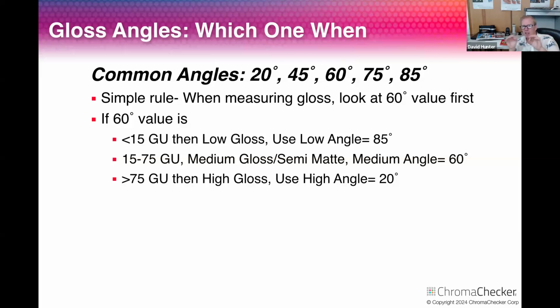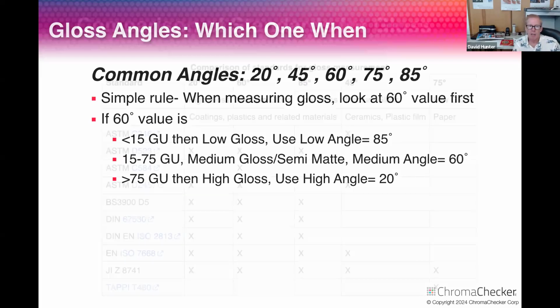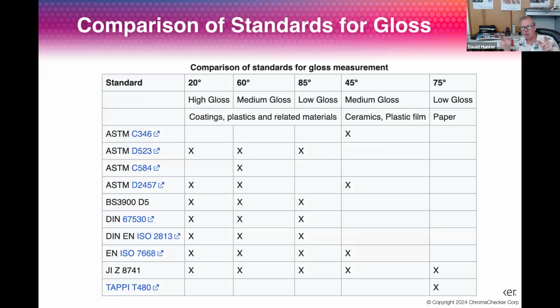If at the 60 degree angle, the gloss unit is between 15 and 75, then use the medium angle, which is the 60 degree angle in the multi-angle gloss meter. If it's more than 75 gloss units, then use the high angle at 20 degrees. So you'll see this applied as I start measuring the samples that I have here to give you an idea of how this works.